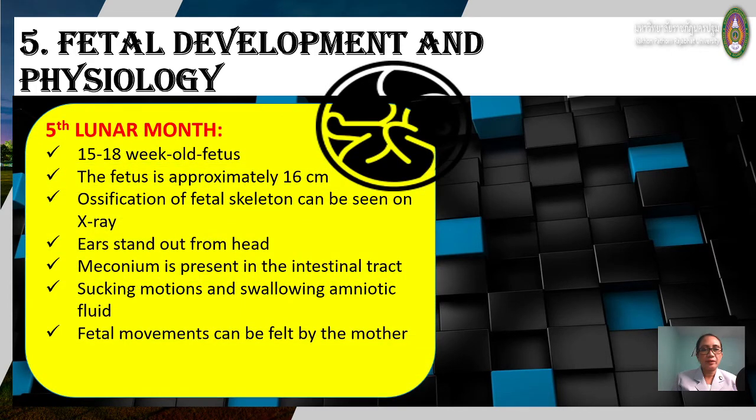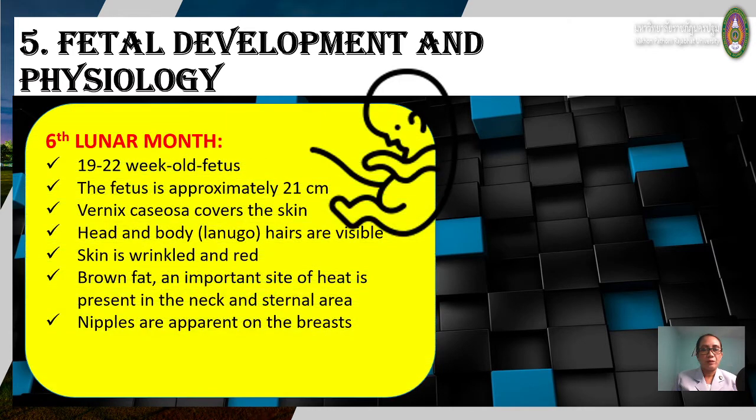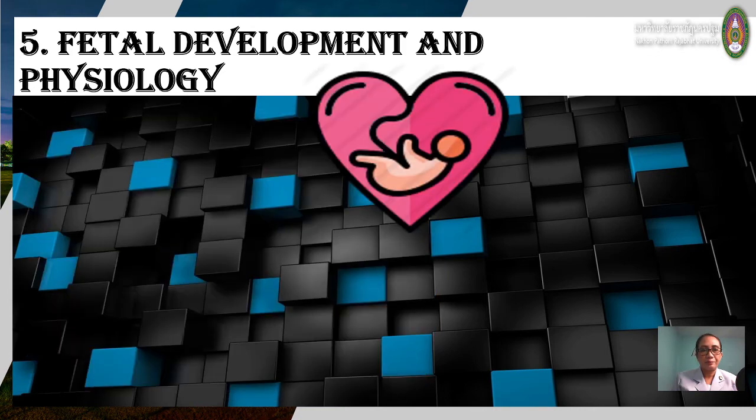And the fifth lunar month, this is already 15 to 18 weeks of pregnancy, and the fetus is becoming bigger, to approximately 16 centimeters. So the sixth lunar month, this is during the 19 to 22-week-old fetus, which is good because this is the viability where the fetus can survive until birth. So approximately the baby measures 21 centimeters at this stage.